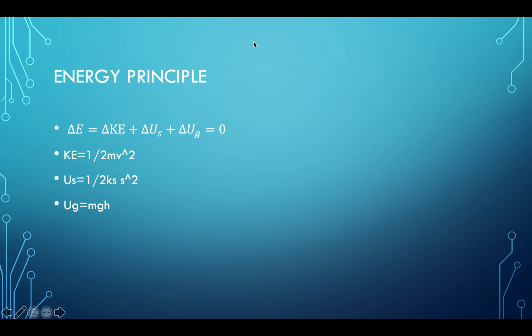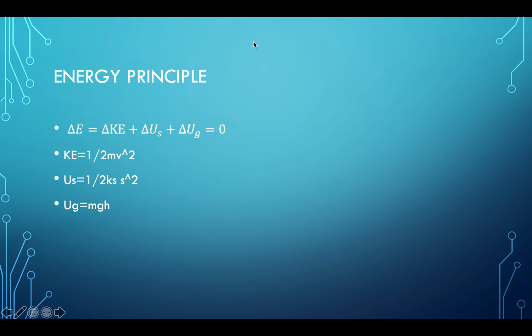The energy principle states that the change in energy is equal to the change in kinetic energy plus the change in spring plus the change in gravity, all equal to 0. When the change in energy is 0, there is no change in energy of the system with the surroundings and no external forces acting on the system. That means that the energy is conserved.